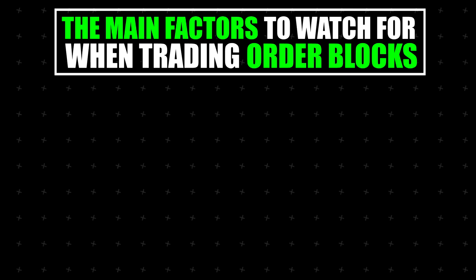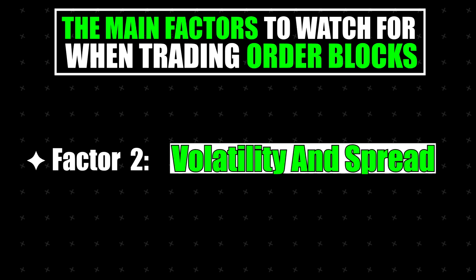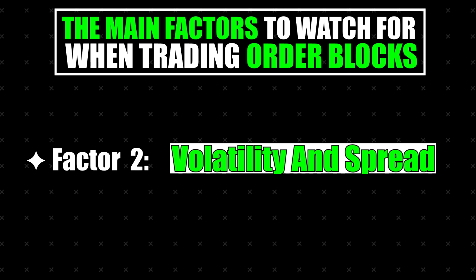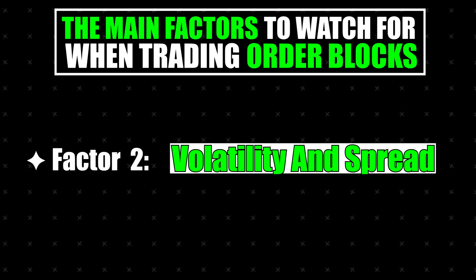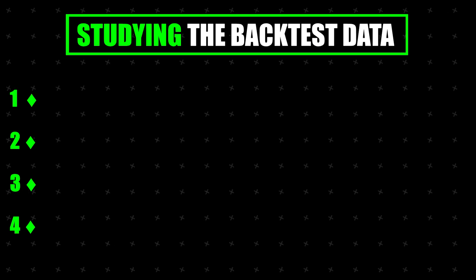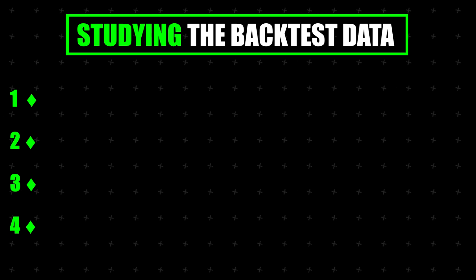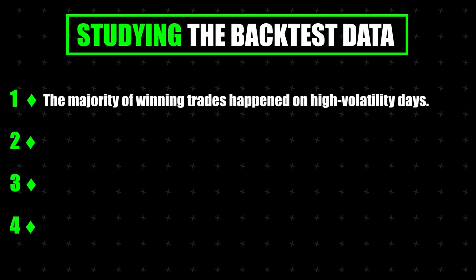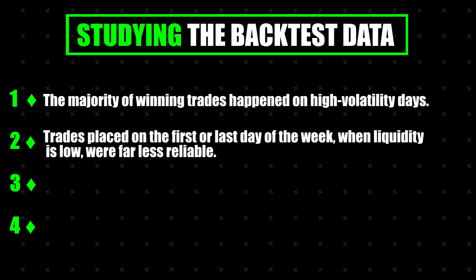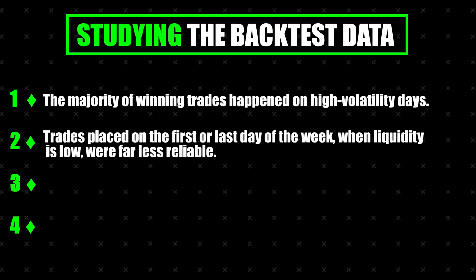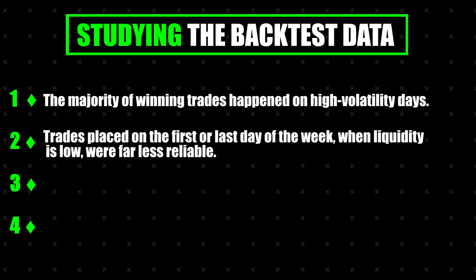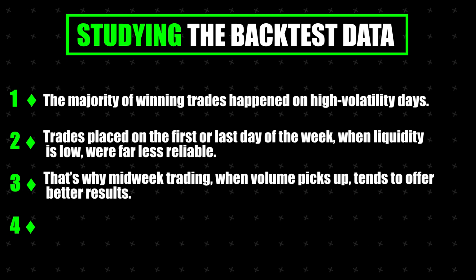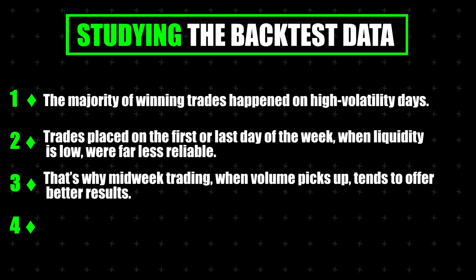Now, let's talk about the second key factor to pay attention to when trading order blocks: market volatility and spread. Looking back at our backtesting data, one pattern was clear. The majority of winning trades happened on high volatility days. In contrast, trades placed on the first or last day of the week, when liquidity is low, were far less reliable. That's why midweek trading, when volume picks up, tends to offer better results.